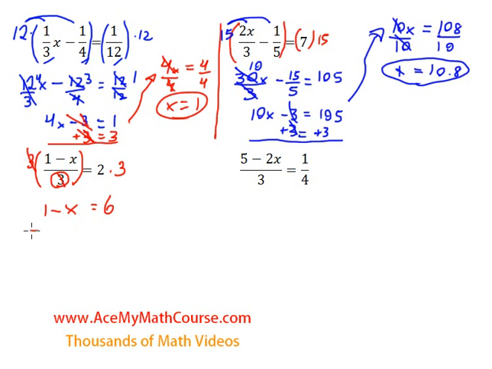Now I can subtract 1 from both sides of the equation. 1 minus 1 is 0. I can bring down the negative x. 6 minus 1 is 5. Then what can I do? I can divide both sides by negative 1. And why is that? Because I have a hidden 1 here, and I want to isolate x completely. So negative 1 divided by negative 1 is 1. So x will be equal to 5 divided by negative 1, negative 5. That's it.